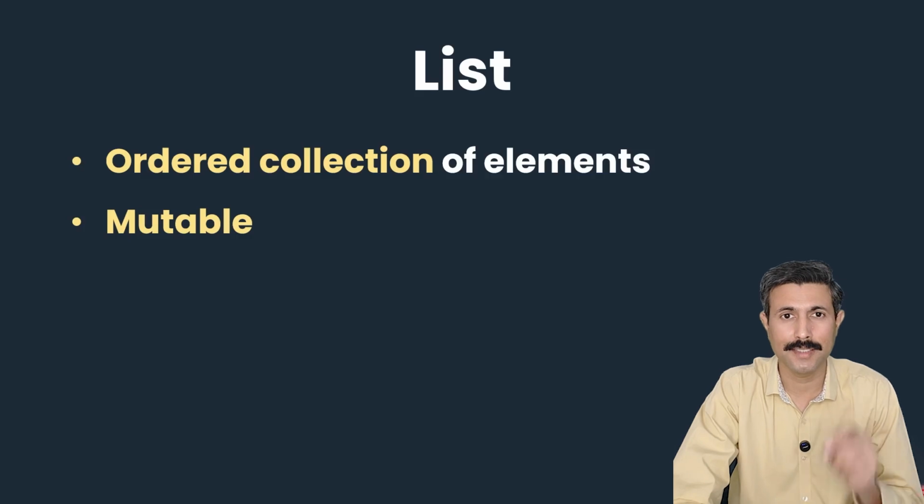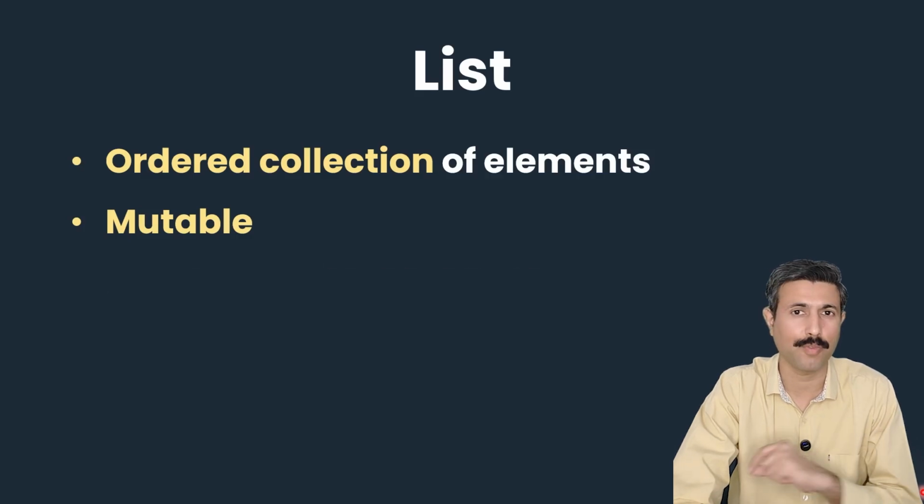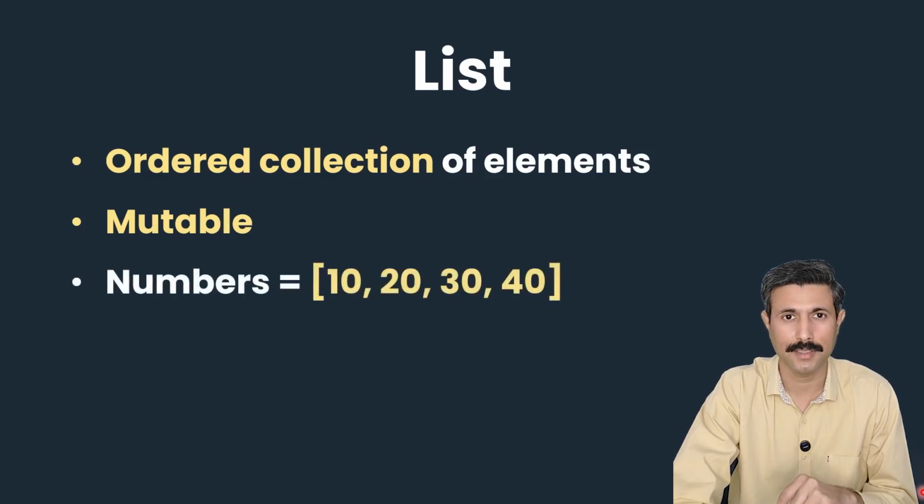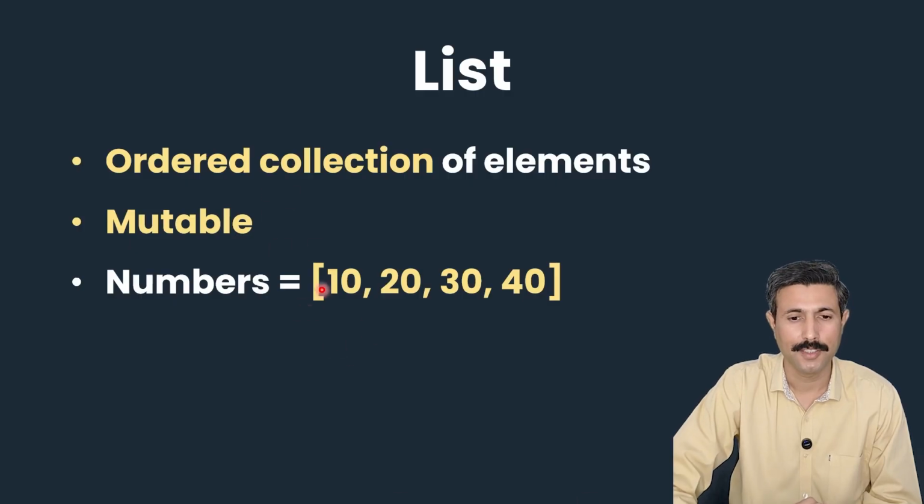Now let's see, lists are written using square brackets. For example, numbers equal to 10, 20, 30, 40. These are written inside this type of square brackets, and that is very important.